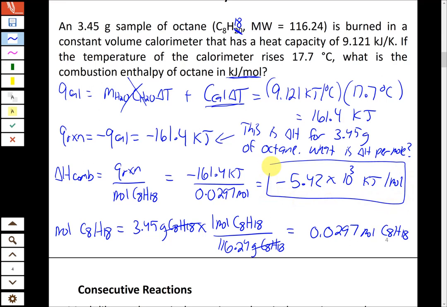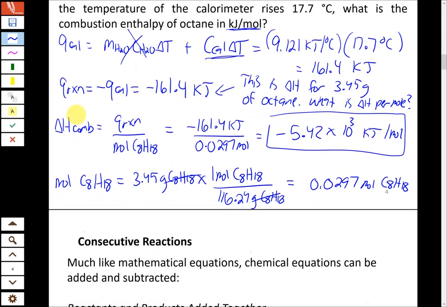Okay, so do we have any questions on that process? Okay, again, pretty much identical to last time. It's a constant volume calorimeter. We're doing a different type of reaction. It's no longer an aqueous reaction. It's a combustion reaction, but the math is the same.